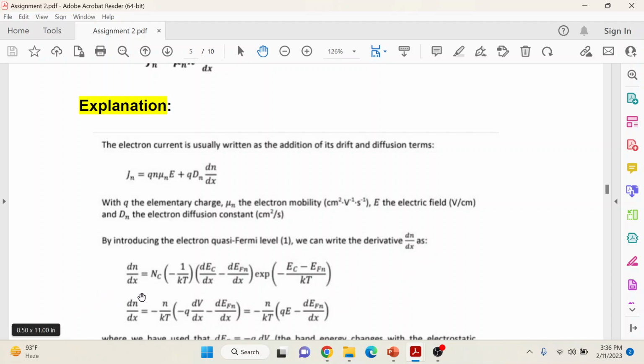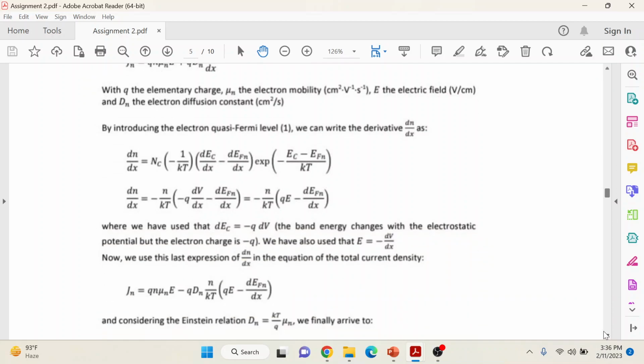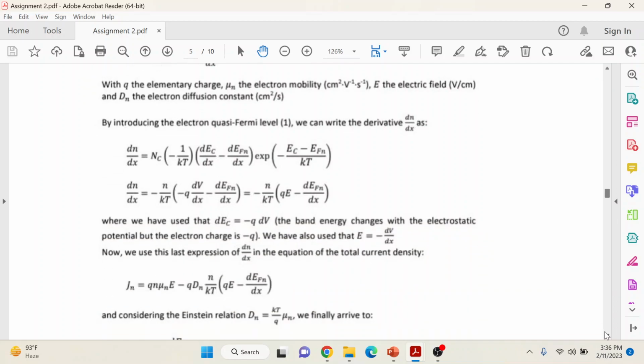dn/dx = Nc [-1/kT (dEc/dx - dEFn/dx)] exp(-(Ec - EFn)/kT). So dn/dx = -n/kT (-q dV/dx - dEFn/dx) = -n/kT (qE - dEFn/dx). Now we have used that dEc = -q dV.